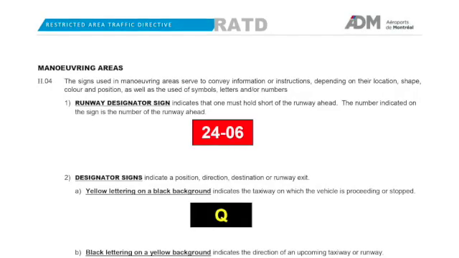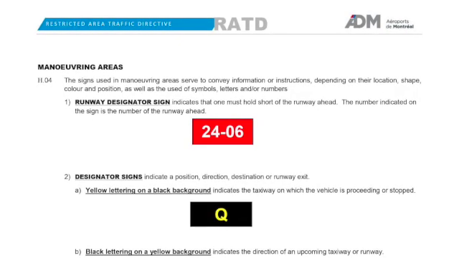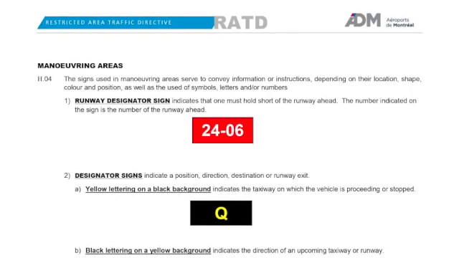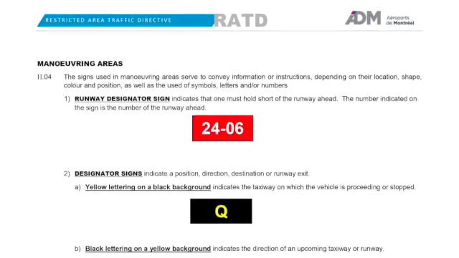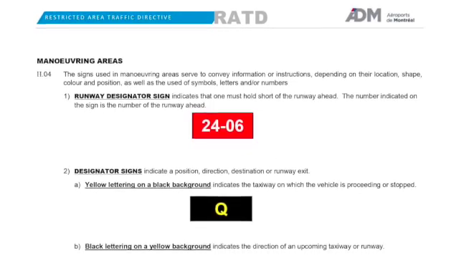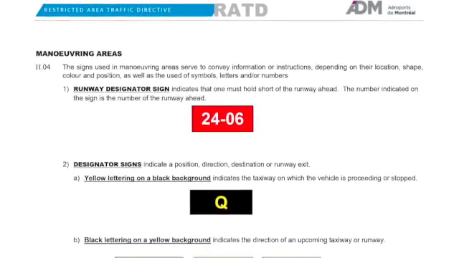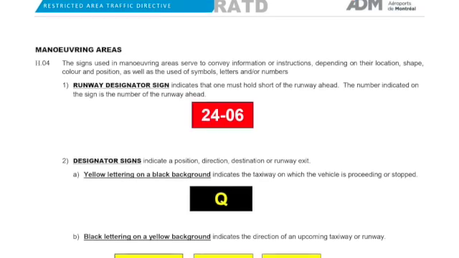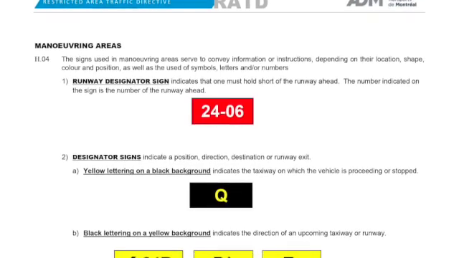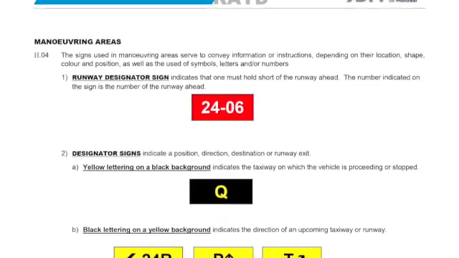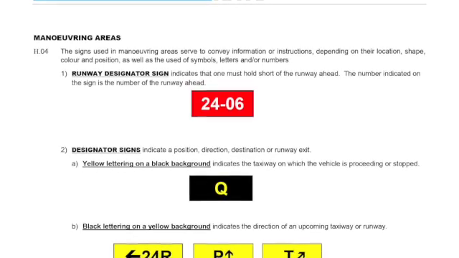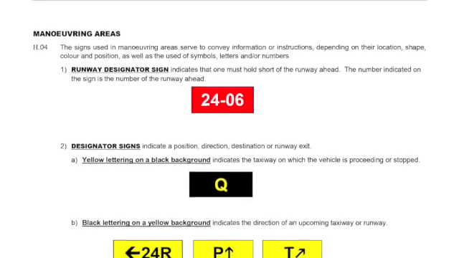Maneuvering areas H.04: The signs used in maneuvering areas serve to convey information or instructions, depending on their location, shape, color, and position, as well as the use of symbols, letters, and/or numbers. 1. Runway designator sign indicates that one must hold short of the runway ahead. The number indicated on the sign is the number of the runway ahead.